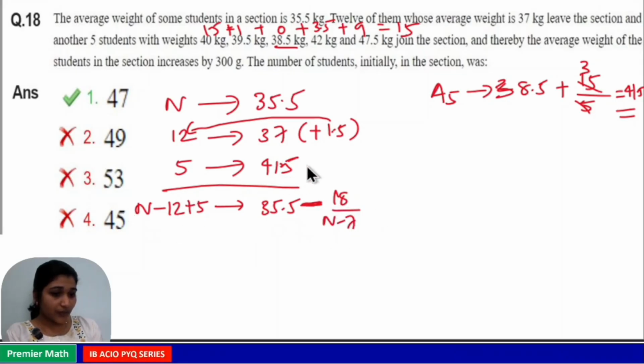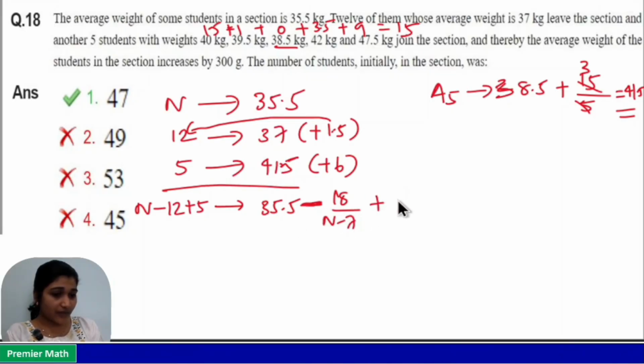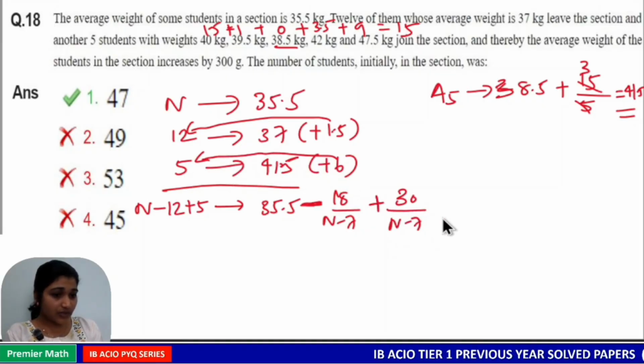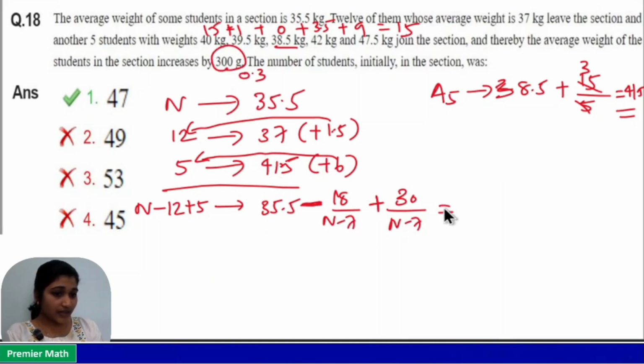Now, here 41.5 is 6 greater than common average. When this 5 students joining, their average is greater than common average. So, this will increase. The final average will increase. So, add the distribution. Here 6 increment is for this 5 people. 6 into 5, 30 should be equally distributed to this n minus 7 students. Then final average become 300 greater than initial average. That is 0.3 greater than 35.5 means 35.8 is the final average.